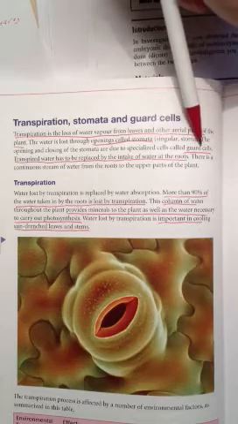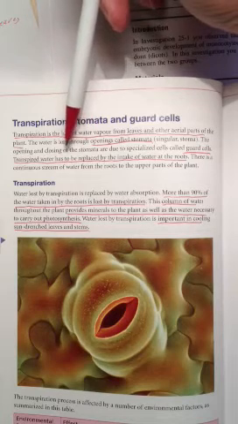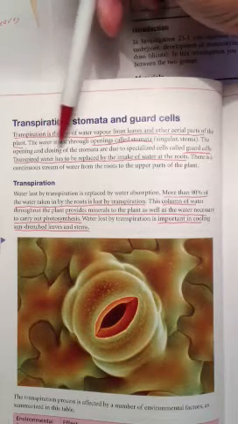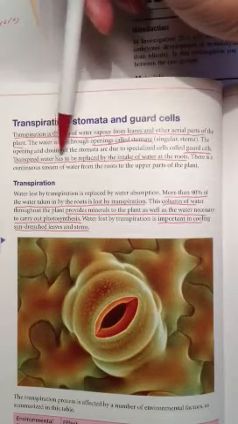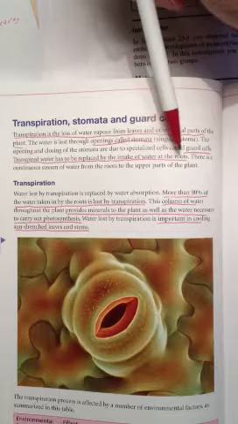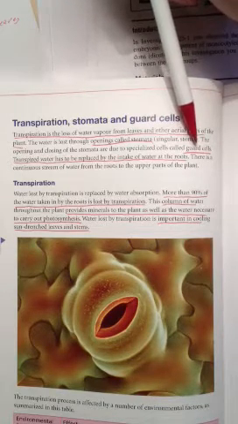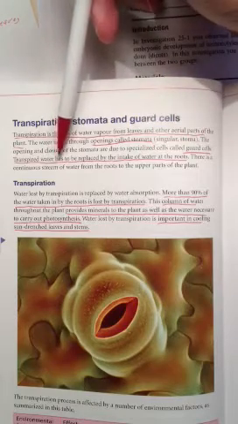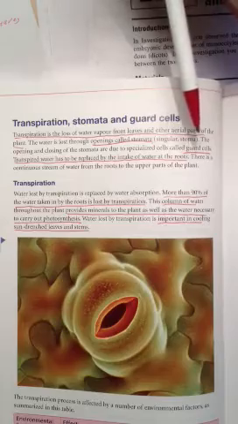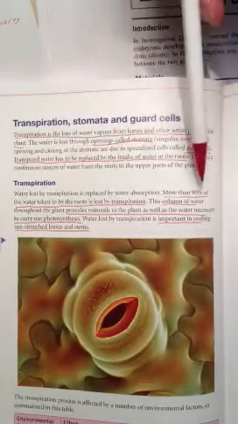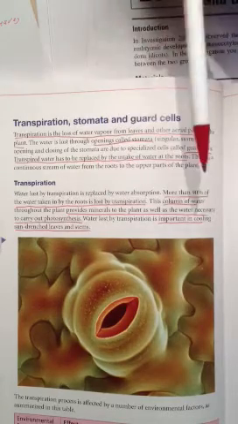Definition of a guard cell: the cells that are used in opening and closing the stomata. Transpired water has to be replaced by the intake of water from the roots. Guard cells open and close to determine how much water is allowed to leave. As the water leaves, water goes up from the roots, up the tree or the plant, and then out the leaves. More than 90% of the water that a plant takes in is lost by transpiration.